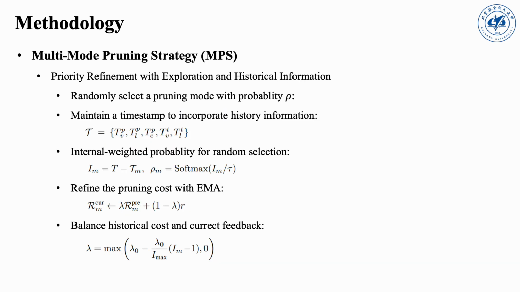However, such a process is locally greedy. To balance exploitation and exploration, we introduce random exploration with probability rho. We also maintain a timestamp for each mode, which records how long since it was last executed. The longer a mode has been inactive, the higher its probability of being randomly selected. In addition, we update the pruning cost with an EMA-style estimate, where the influence of historical cost decreases as the time interval increases. This prevents outdated cost estimates from dominating future decisions.